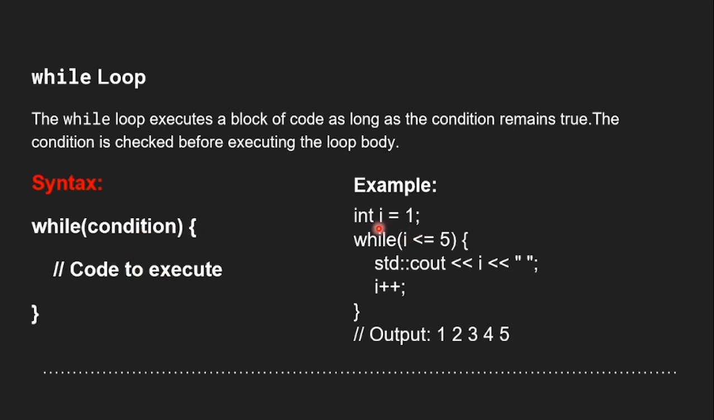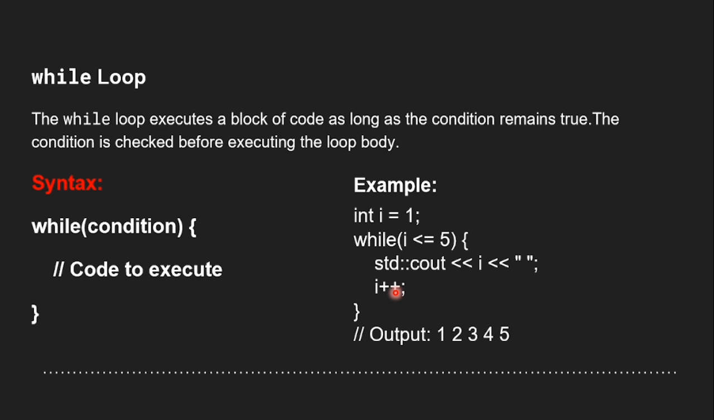For example, this is code. We have declared int I, and I is equal to 1. Then we are going to loop until the condition is satisfied. For example, if I reaches 5, the loop will be stopped and the desired output will be shown on the screen. For example, cout I, simply we're going to print the I, and this increment operator will be inside the while loop.